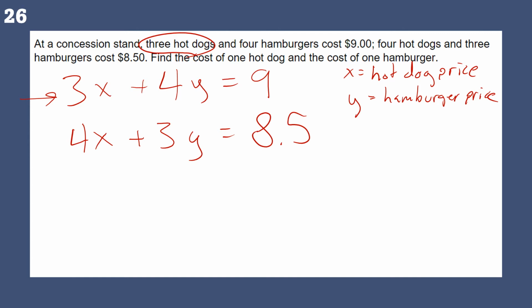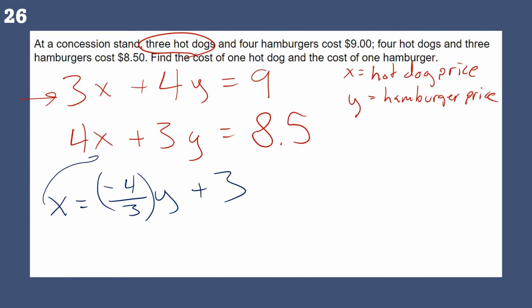So if I try to solve that first equation and get the x by itself, what that means is I'm going to have to subtract the 4y and then divide by 3. That would give me x equals, kind of an ugly problem because I get negative 4 over 3y plus 3. 9 divided by 3 is 3. All right. So we have one equation, and what I'm going to do is take that x equation and plug it back in for the x in the other equation. And if I do that, what I end up with is a brand new equation with no x's in it at all. 4 times negative 4 over 3y plus 3 plus 3y.